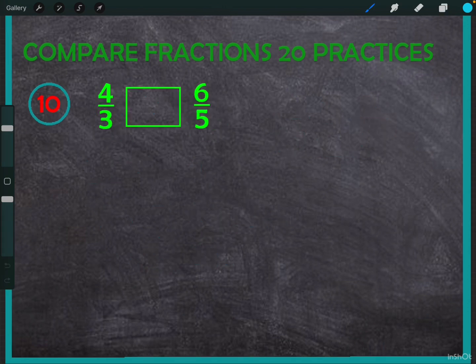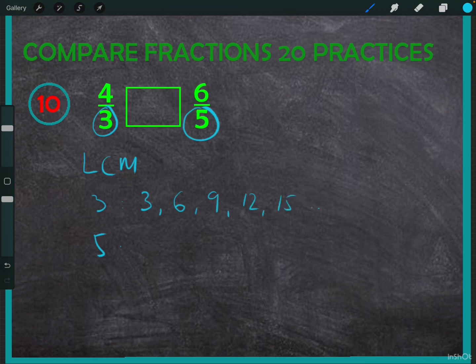Practice number 10. We have 4 over 3 and 6 over 5. These two fractions have different denominators, 3 and 5. To compare them, we must find the LCM for 3 and 5. Here are the multiples of number 3: 3 times 1 is 3, 3 times 2 is 6, 3 times 3 is 9, 3 times 4 is 12, 3 times 5 is 15, etc. For number 5, we have 5 times 1 is 5, 5 times 2 is 10, 5 times 3 is 15, etc. We see that 15 is the least common multiple, or the LCM, for 3 and 5.